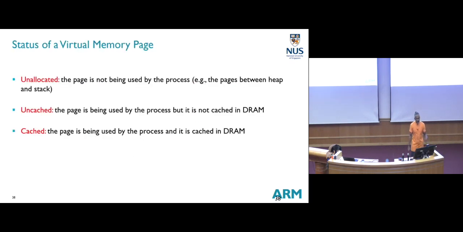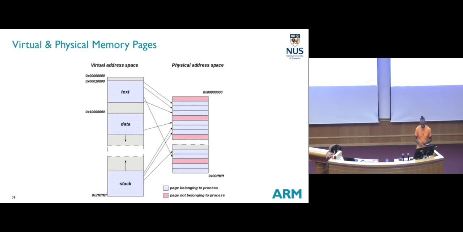We just now talked about cached and uncached. What does this mean? When I say that a page is cached, that means that section of the memory is already copied from the hard disk space to the DRAM. I already have a copy of that information from the hard disk in the DRAM. If it is uncached, it is not yet copied over. It is used but not yet copied over. If it is unallocated, I don't need to use this page at all. So this gives you some idea here.